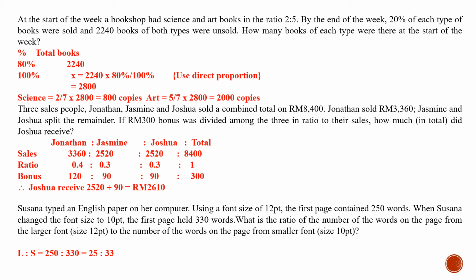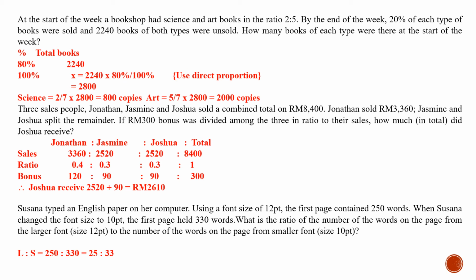Okay, if a 300 bonus was divided among the 3 in the ratio of their sales, how much in total did they receive? So you find the ratio first. Always try to put it into the calculator and find it in the lowest form, I believe that is the fastest way. So you will get the ratio. So you use the ratios and multiply to the 300, and you will see how much they get. Then you can total up Joshua's. All right.